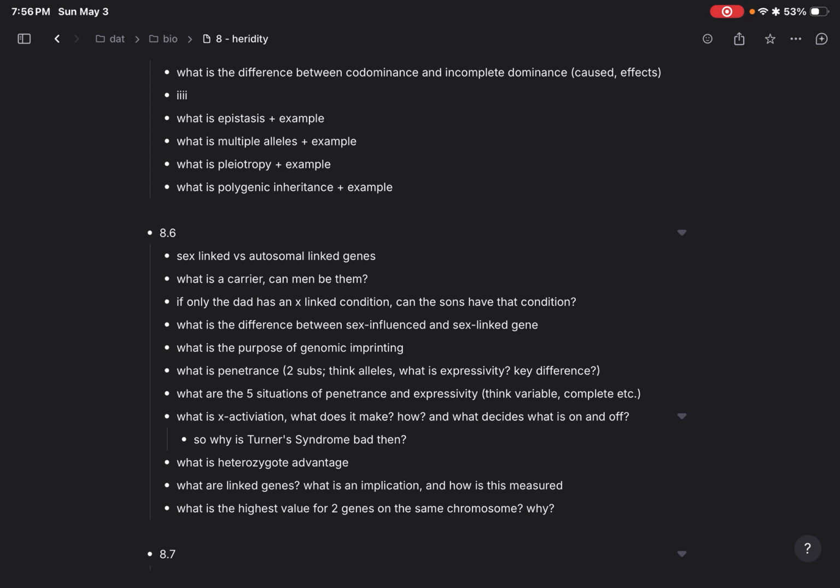Sex-linked sex influence. So expression is influenced by the sex of the individual carrying the trait. Example, baldness. Okay, so if baldness is a dominant gene, and even if a female has it, it won't matter because she will not go bald because she's female. I think.